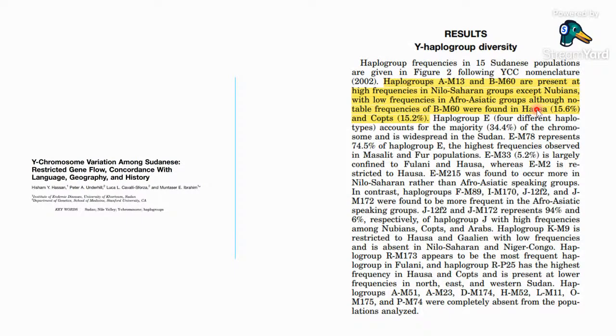And it's also 15.6%. B-M60 is found in around 15.6% of the Hausa and also 15.2% of the Copts. All right, excuse me, let me clear my throat real quick, family, and we can get back to it. All right, so again, we can see that B-M60 is found in 15.6% of the Hausa and also 15.2% of the Copts.